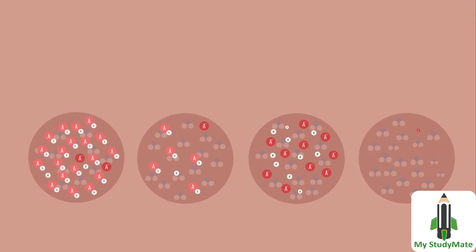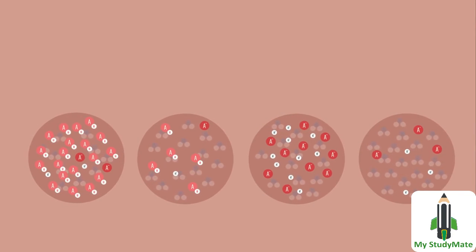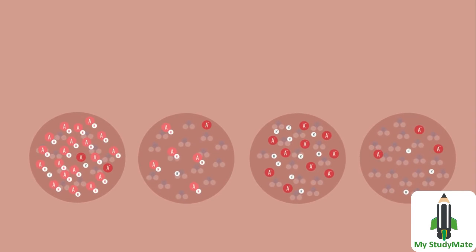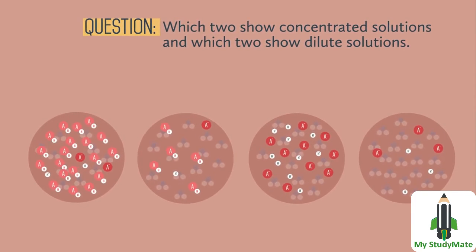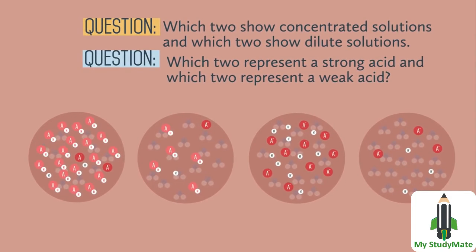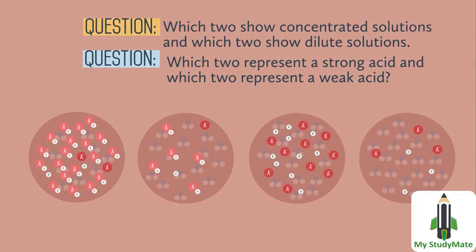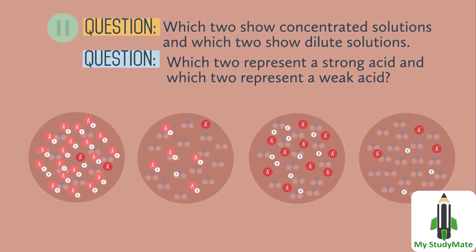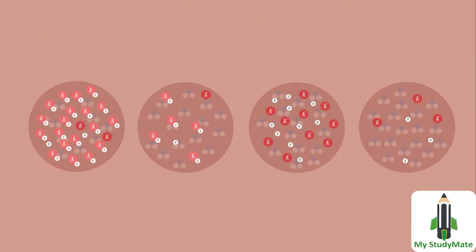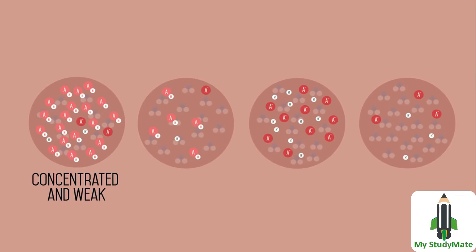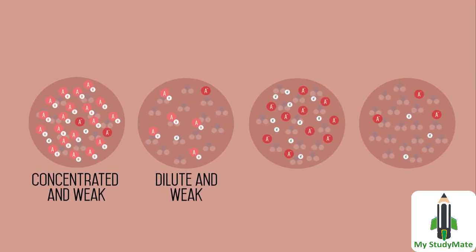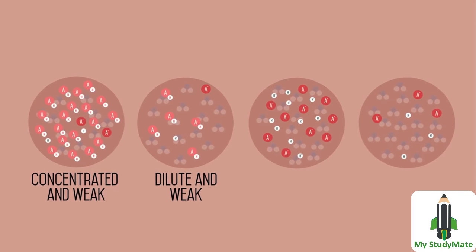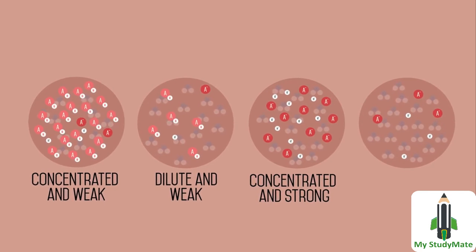So, a little test to summarize. Here are the 4 pictures that you saw earlier of some acids dissolved in water. Can you say which two show a concentrated solution and which two show a dilute solution? And can you say which two represent a strong acid and which two represent a weak acid? Pause and think. The answer: A is both concentrated and fully dissociated, so strong. B is also concentrated but not fully dissociated, so weak. C is dilute but strong because it is fully dissociated, and D is dilute and weak.